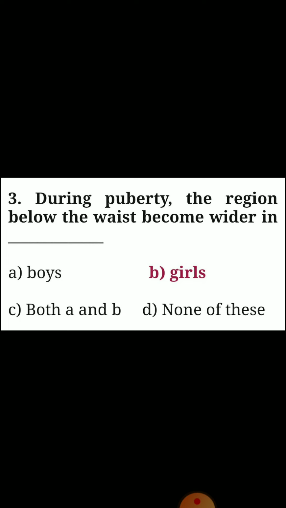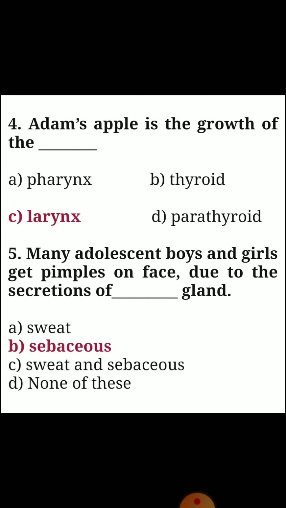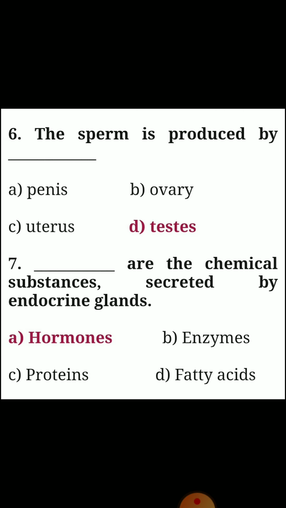Answer B, girls. Fourth one, Adam's apple is the growth of other areas. Answer C, larynx. Fifth one, many adolescent boys and girls get pimples on face due to the secretion of dash gland. Answer B, sebaceous. Sixth one, the sperm is produced by dash. Answer D, testes. Seventh one, dash are the chemical substances secreted by endocrine glands.